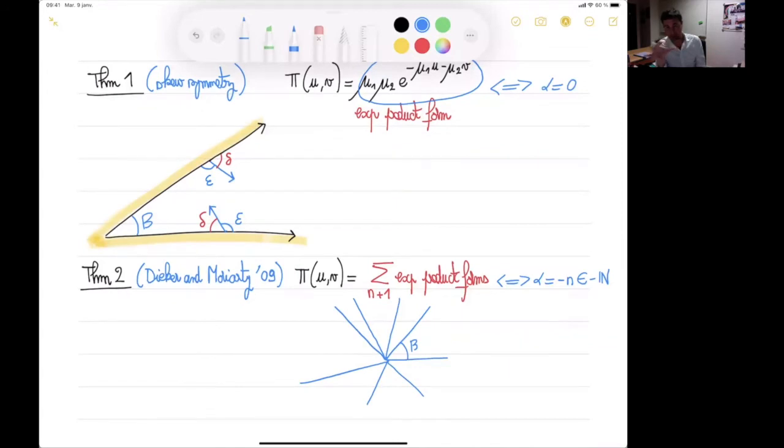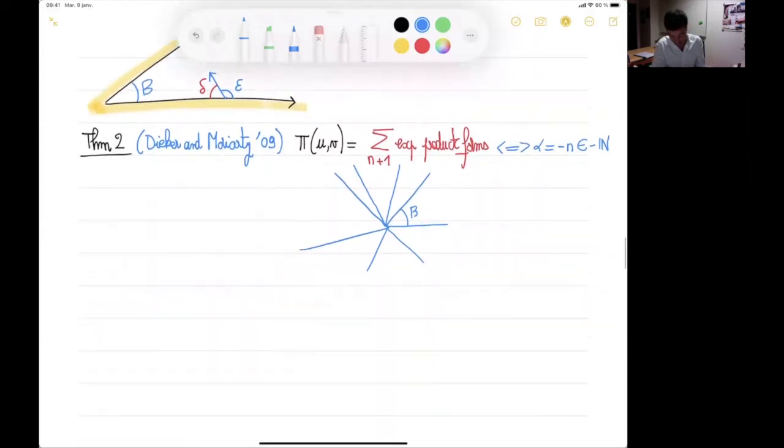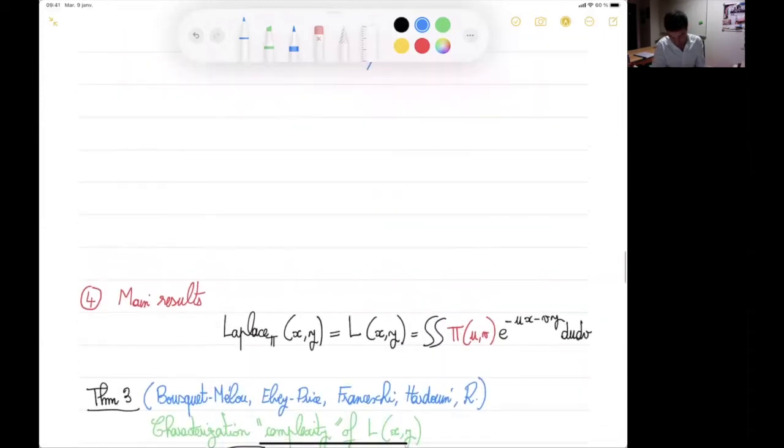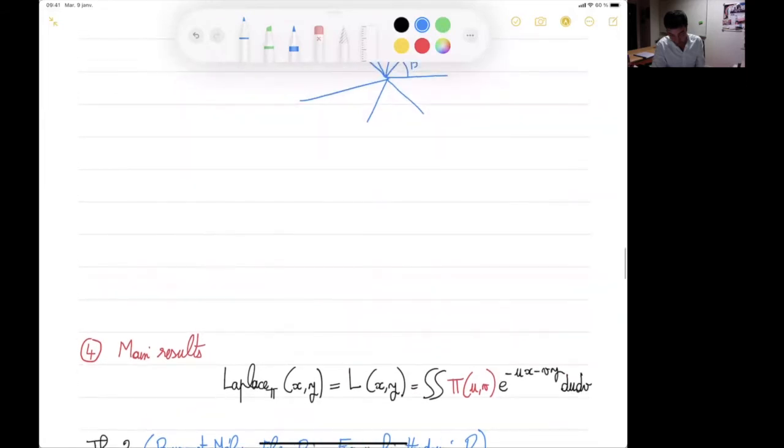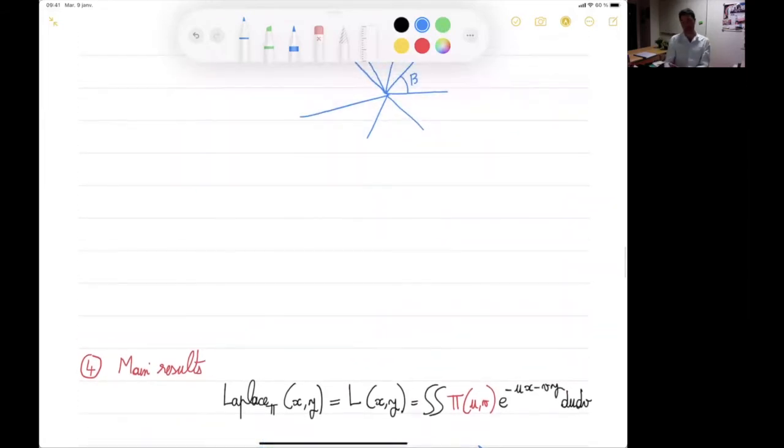And so now I will move to the main results which we have obtained with some collaborators. And this is, again, a generalization of Dicker and Moriarty in the sense that now we want to compute more cases where it's possible to have simplifications. So not only simple sums of exponential product forms, but, and one of the questions is how to measure the complexity of a function. Yeah, so before presenting the result, I wanted just to introduce the Laplace transform.